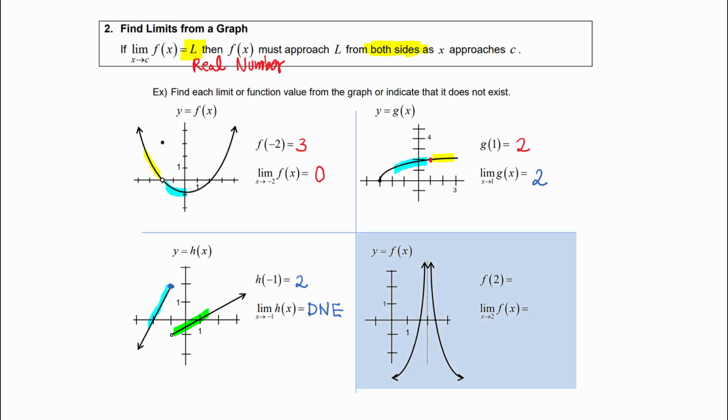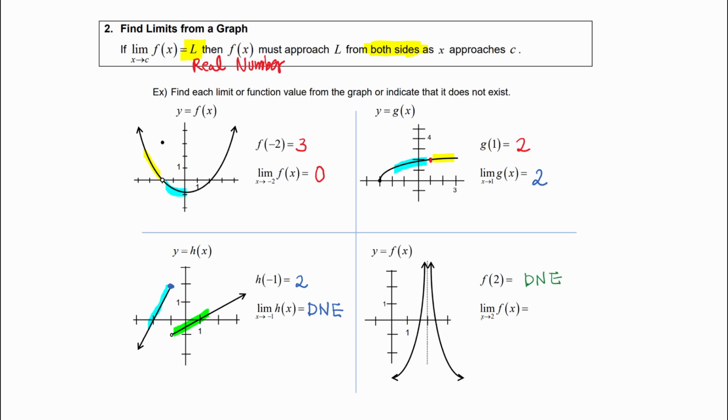How about the last function, the graph y equals f of x? What's f of 2? I came to where x equals 2 is, and I go up, up, up, up. Oops, I don't see anything. I don't have a dot. So f of 2 does not exist, because I have no dots above or below x equals 2.